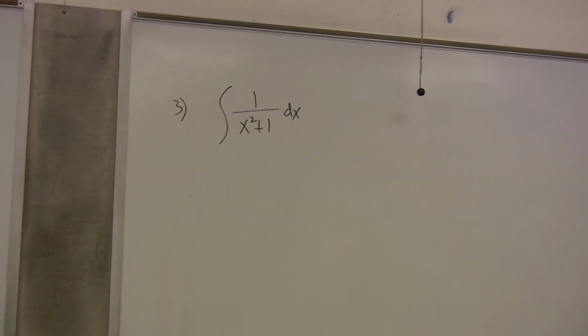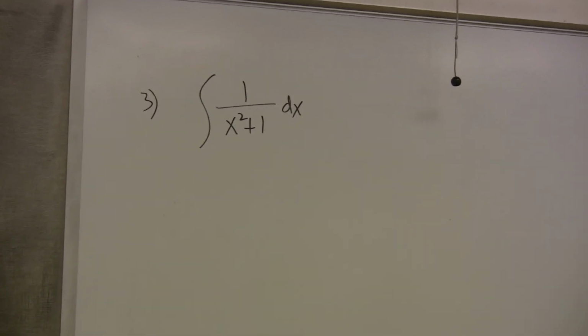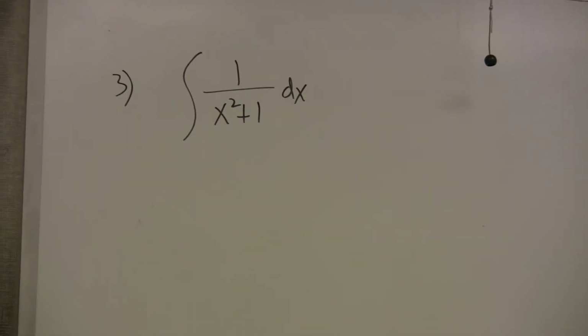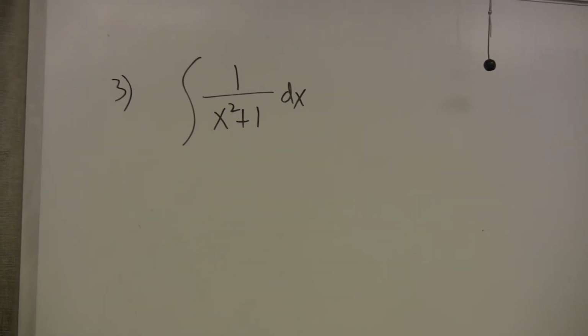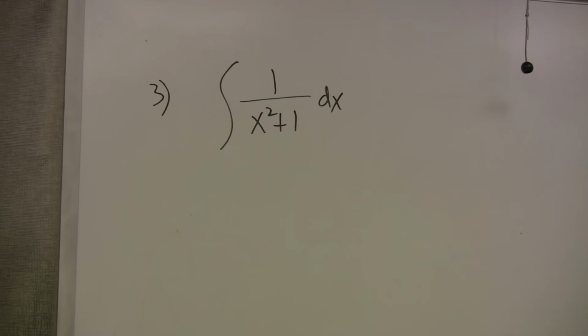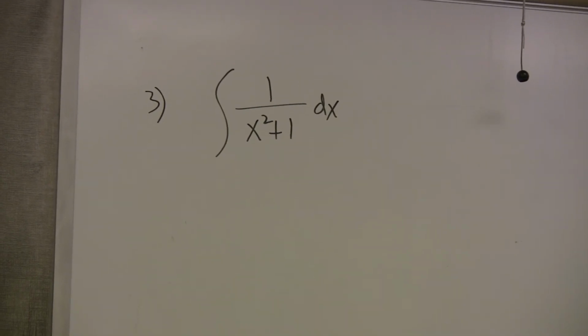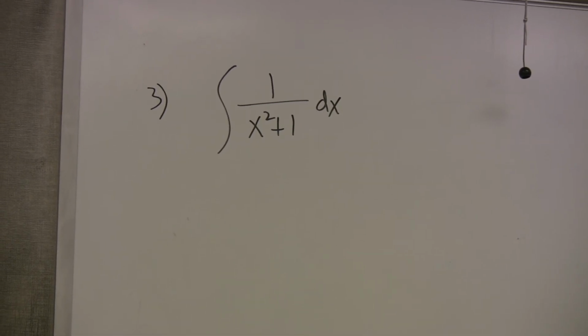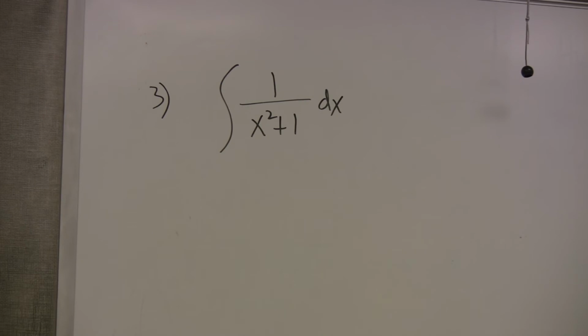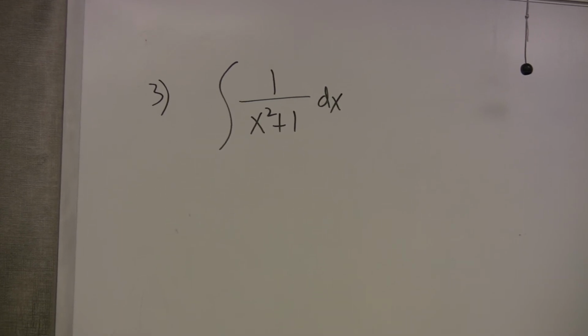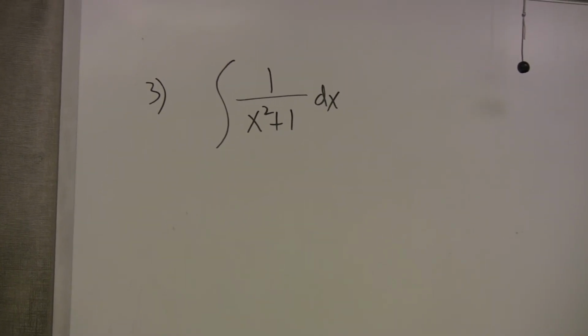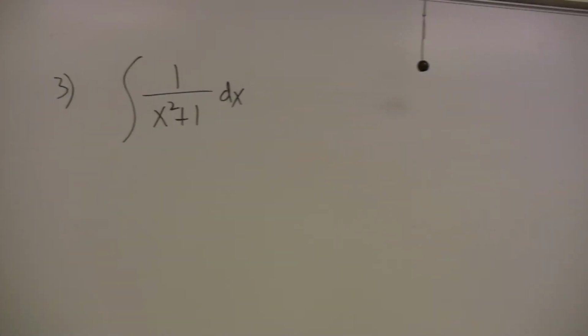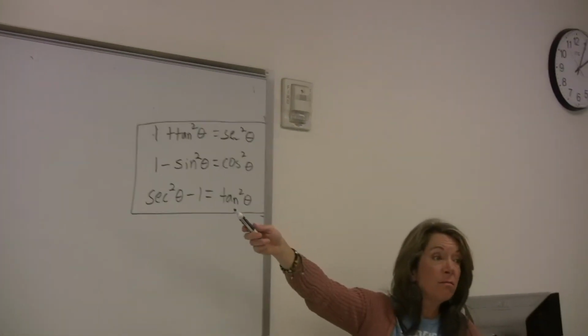The whole thing doesn't even have a radical in it. What do you think I should do? Oh, sorry, I'm blocking the thing here. Change x squared plus 1 to 1 plus tangent squared. Yeah, 1 plus tangent squared, he says. We have 1 plus x squared.